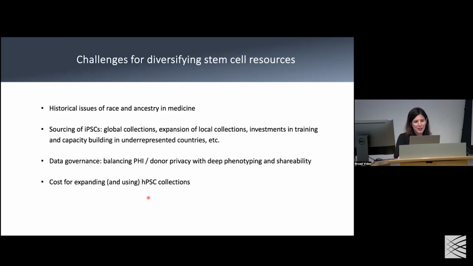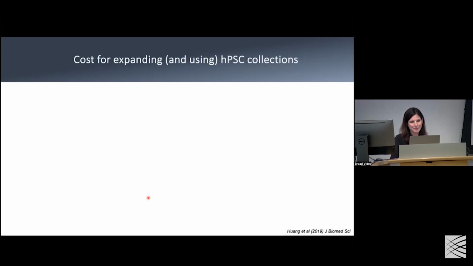The cost for using many different cell lines, diverse cell lines, can be really, really high. And Lindy will tell us more about this in a moment. And finally, the way race, ethnicity, and ancestry data is currently reported, cataloged, and linked to human pluripotent stem cells is also problematic. And again, Lindy will tell us more about this.